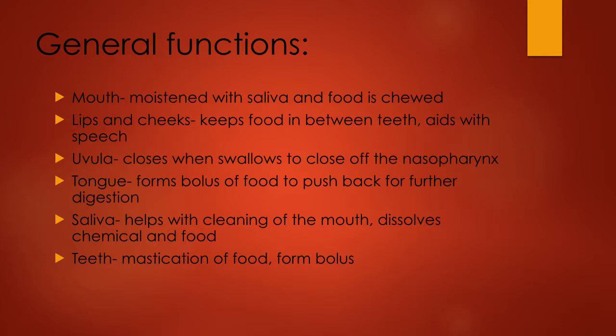Other structures of the tongue include the lingual frenulum, which attaches the tongue to the bottom of the mouth. The filiform papillae make the tongue rough. The fungiform papillae have taste buds. Saliva helps with cleaning of the mouth and dissolves chemicals in food. Some enzymes help break down food. Teeth perform mastication of food and form the bolus.